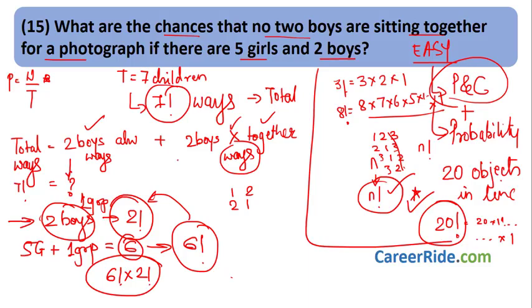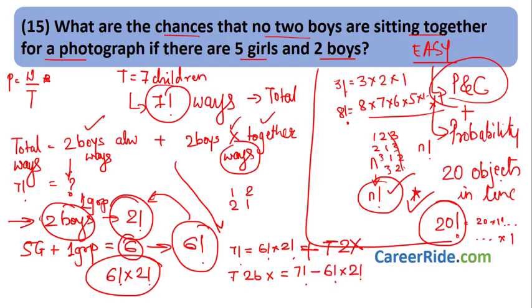So, what do we have over here? Let us substitute the values. We have 7 factorial equal to 6 factorial into 2 factorial plus the total number of ways in which the 2 boys are never together. So, what are the total ways in which the 2 boys are never together? It is 7 factorial minus 6 factorial into 2 factorial.